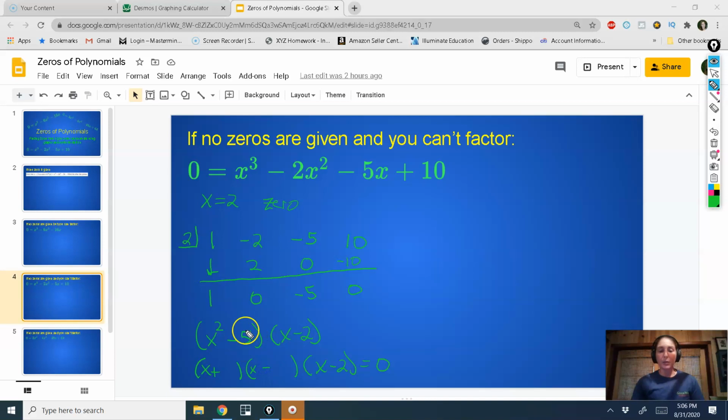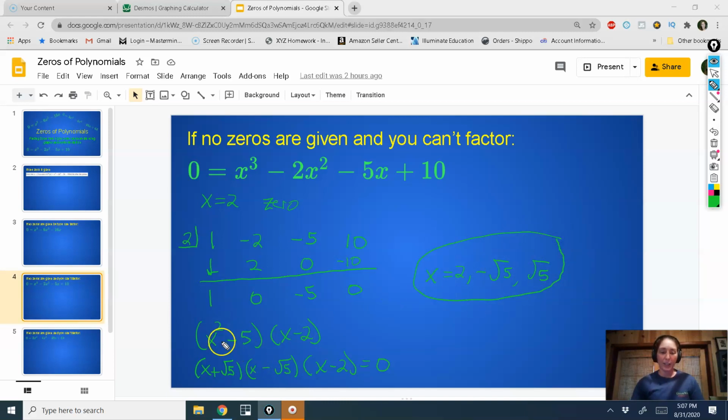Now we need a square root of the second term. So what is the square root of 5? Well, it's exactly what you think. It is the square root of 5. So my zeros here then are x equals 2, x equals negative square root of 5, and x equals positive square root of 5.